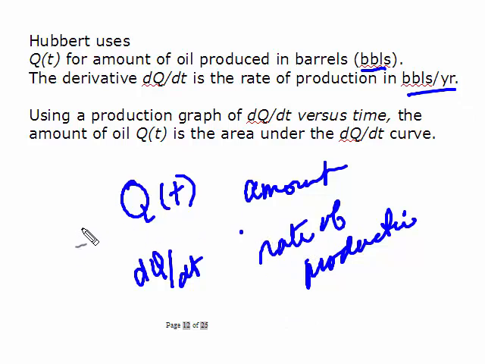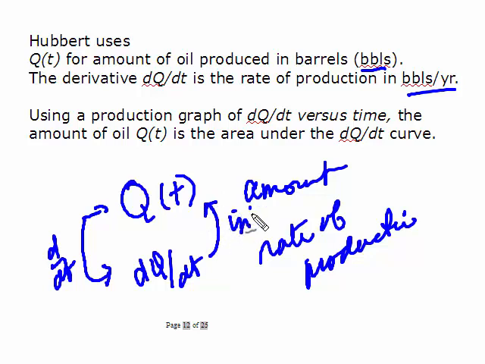So how are these two related? Well, if you have this function, then you take its derivative to get to the rate of production. If you know the rate of production and you want the amount produced, then you integrate. So they're related by calculus. And we'll look now at what Hubbert did with these ideas.